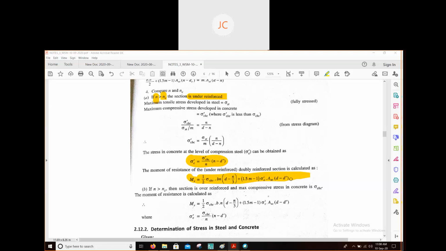Okay, so what was the value of area of Asc? How much was Asc? Arif Khan, Asc is 942.48. So moment of resistance, how much you have got, all of you? 5.66, 7.98, moment of resistance 16.18.